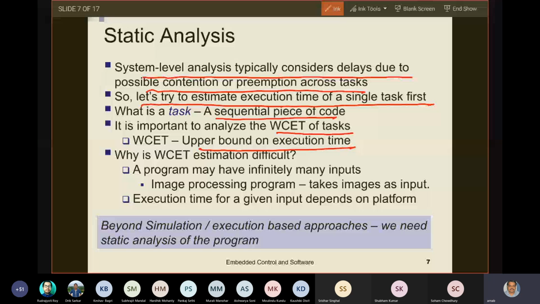Because the task may have infinitely many different inputs that it can be faced with, including inputs which you have not foreseen during simulation. Many times it is done through simulation, but for many safety critical systems, it is not done. Why? Because there are chances of inaccuracy in the estimation, and also the platform on which that code will execute may not have been fixed when you are doing this analysis. So something called static analysis, or a mathematical analysis, is adhered to.